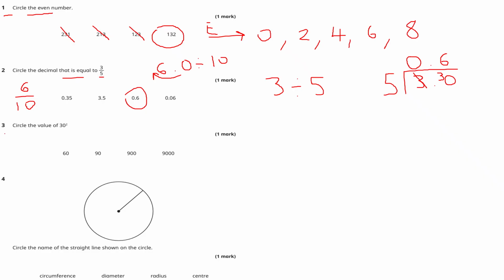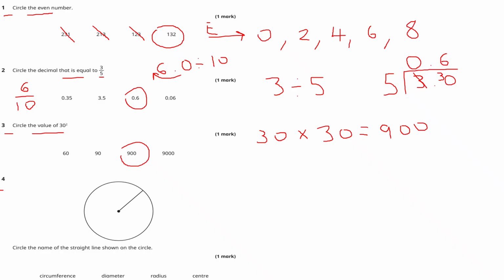Okay, question number 3. Circle the value of 30 squared. So that means 30 to the power of 2, which means 30 times 30. A little trick here: 3 times 3 is 9, and then tag along the 2 zeros, and we get 900. So let's just circle 900.